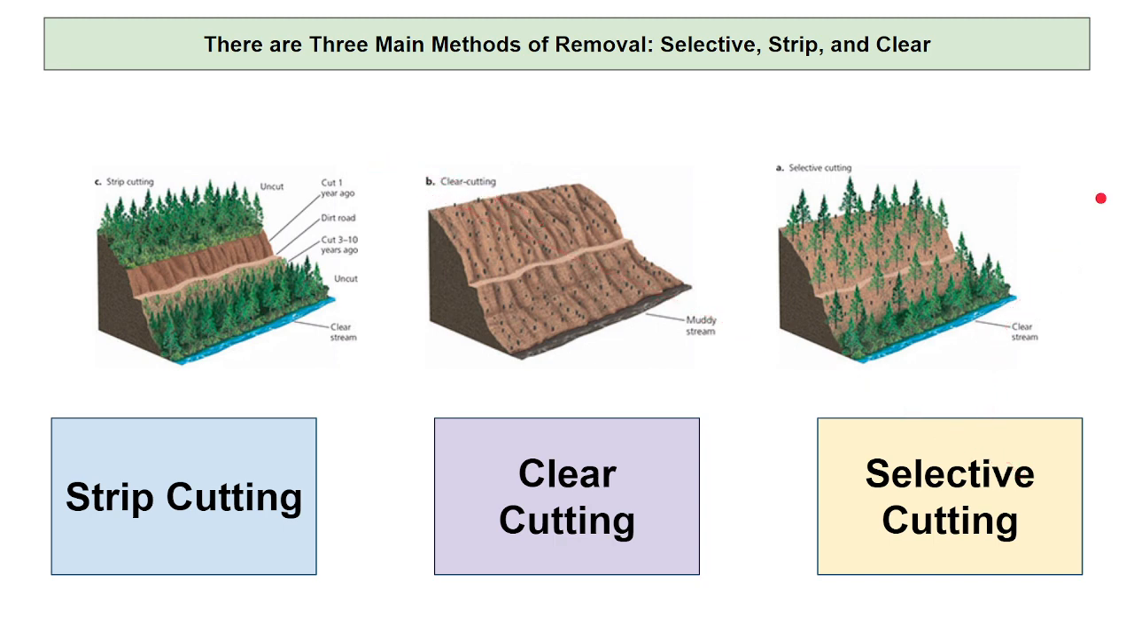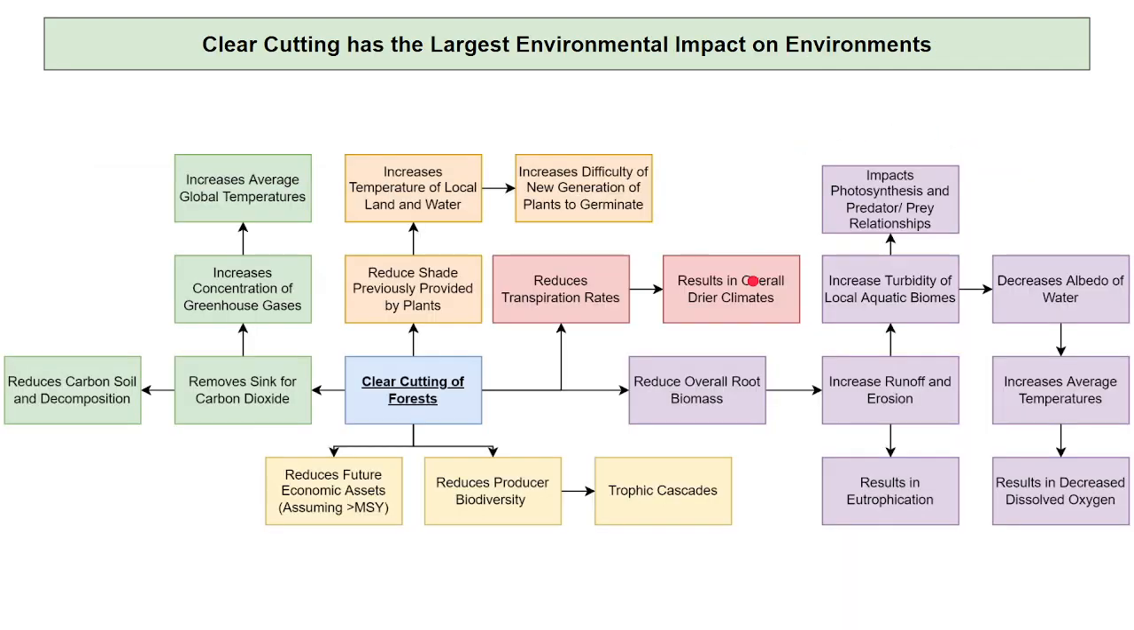And then in selective cutting, you're going to cut down very selective trees based on how large they are, how mature they are. So if you think back all the way to Unit 1, when we did that tree cutting activity, a lot of you had a law in which you were only allowed to cut down trees that were size 4. So that would be an example of selective cutting. Now, clear cutting is going to have the largest environmental impacts.